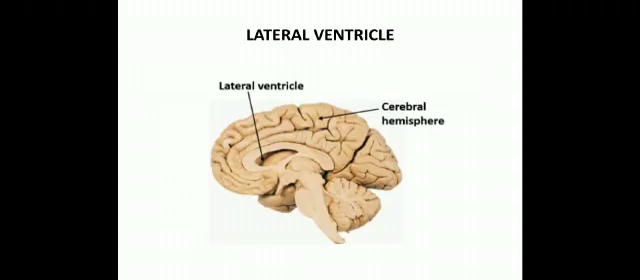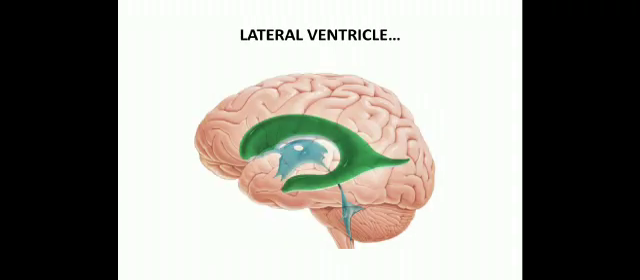Now, the lateral ventricle. These are two irregular cavities situated one in each cerebral hemisphere. We have seen that the two communicate with the third ventricle through the interventricular foramen. Each part consists of... so here you can see the interventricular foramen through which it is communicating with the third ventricle.